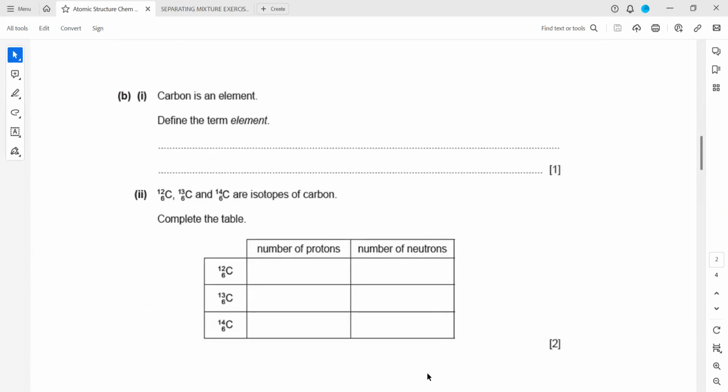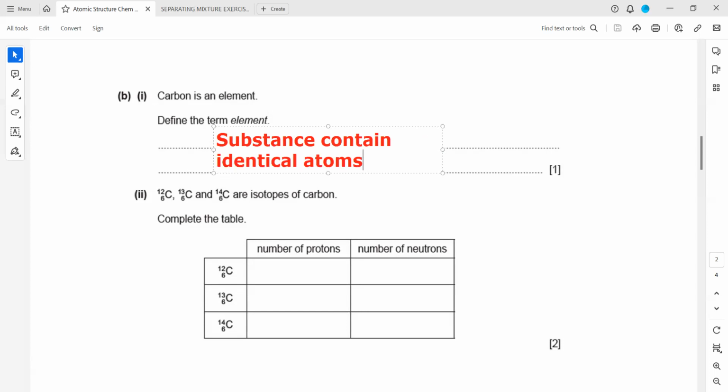Then carbon is an element. Define the term element. What is the definition of an element? Element means a substance which contains identical atoms. We call that an element, or a substance which we cannot break down or split into simpler form by any chemical means. So any definition is acceptable: a substance which contains identical atoms, and cannot be broken down into simpler form, we call that an element.